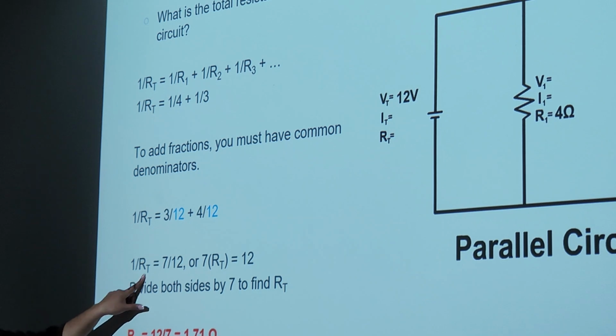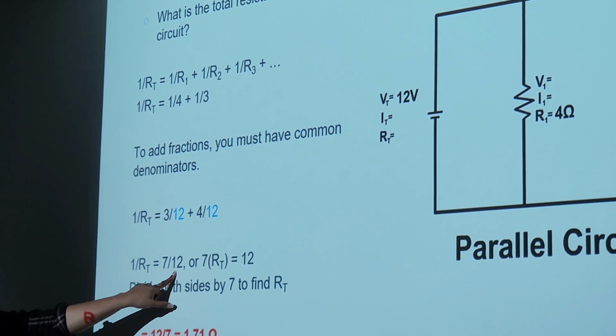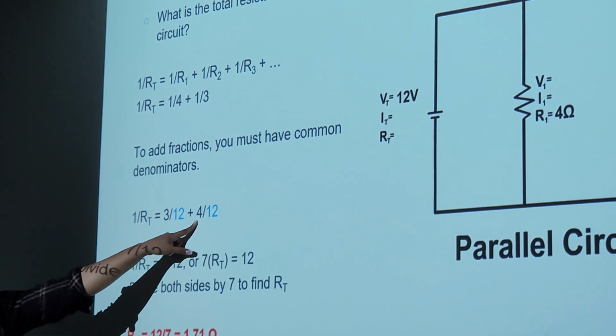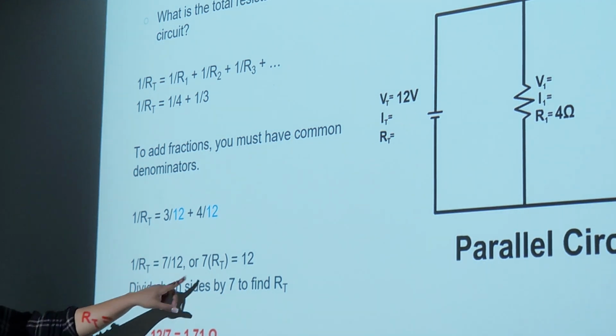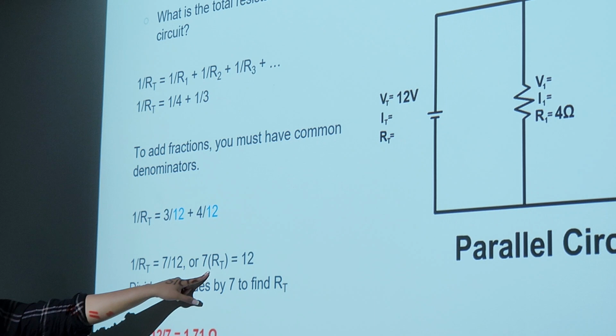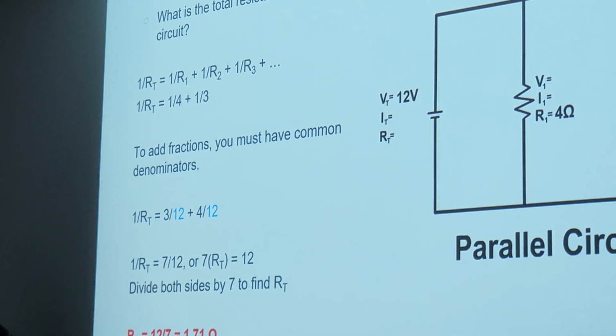So 1 over RT equals 7 over 12, right? Because we added 3 plus 4. 7 over 12. And so in order to solve for RT, you would just divide both sides by 7, and your total resistance would be 1.71.